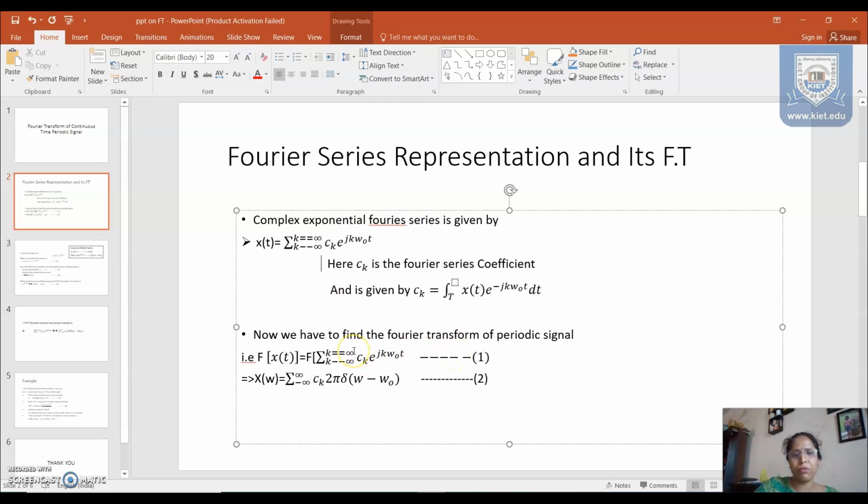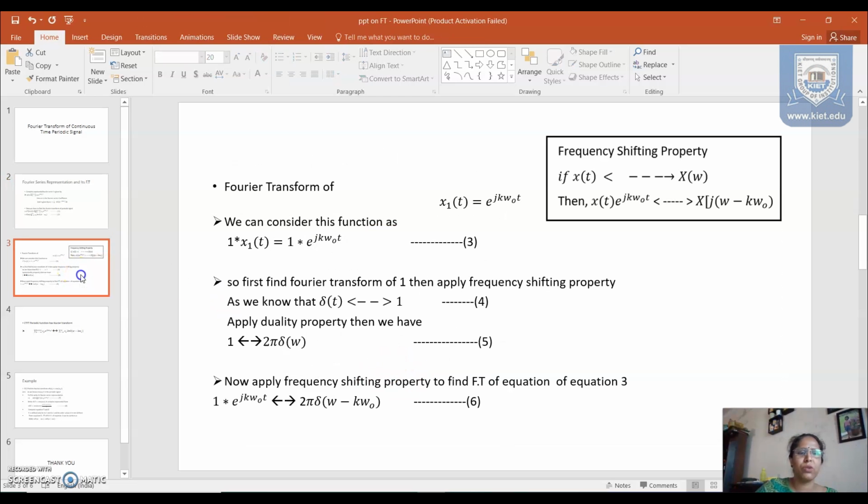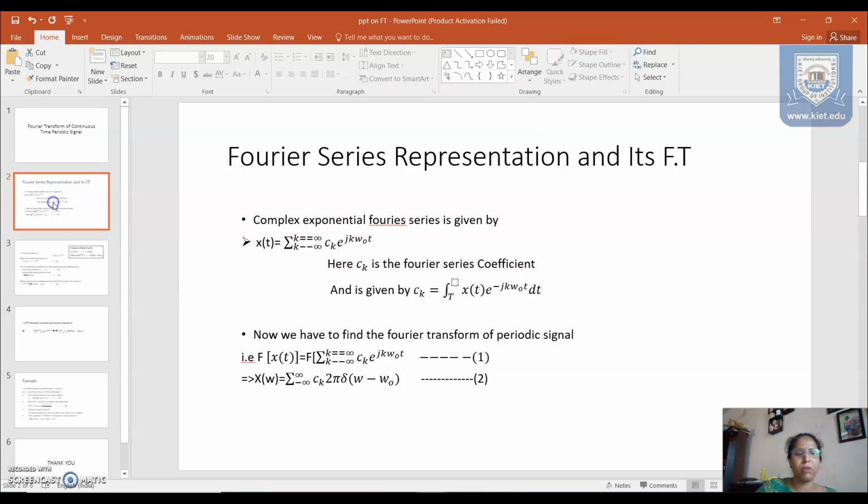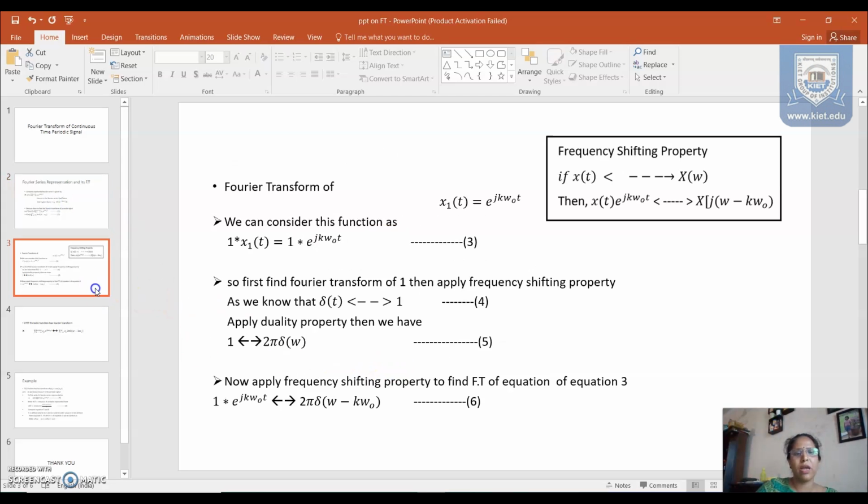When we find the Fourier transform of equation number 1, it becomes equation number 2. How have we found the Fourier transform of equation number 1? It is shown in equation number 3. Here we have taken x(t) equals e^(jk omega naught t) from equation number 1. To calculate the Fourier transform, we have multiplied this function by 1. Why have we multiplied it by 1? Because to apply the Fourier frequency shifting property.